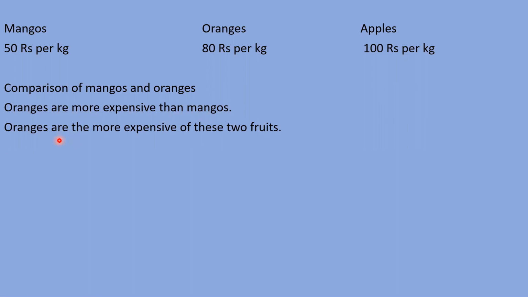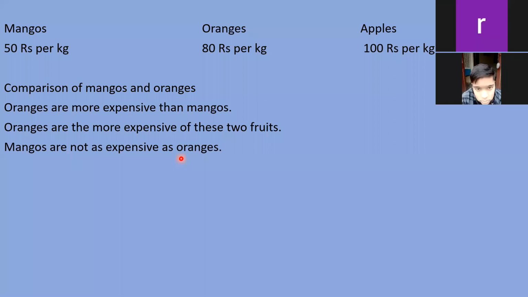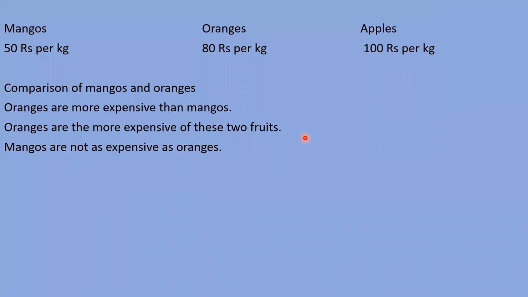And this sentence we can also say: oranges are more expensive of these two fruits. इन दोनों fruits में oranges जो हैं वो ज्यादा expensive है, ज्यादा महंगे हैं. Then we can say this sentence in this way also, right? And also we can say this talk in this style, in this formation: mangoes are not as expensive as oranges. Mango जो हैं वो उतने महंगे नहीं हैं जितने की oranges हैं, right? So in which formation you want to use, you can use, right?